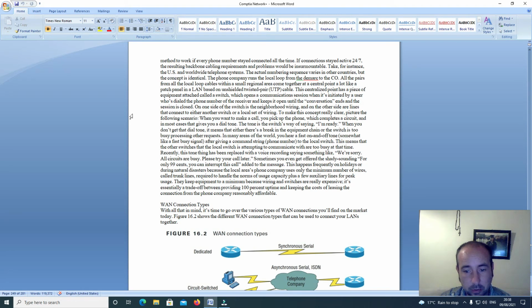This happens frequently on holidays or during natural disasters because the local area's phone company uses only the maximum number of wires, called trunk lines, required to handle the norms of usage capacity, plus a few auxiliary lines for peak usage. They keep equipment to a minimum because wiring and switches are really expensive. It's essentially a trade-off between providing 100% uptime and keeping the cost of leasing the connection from the phone company reasonably affordable.